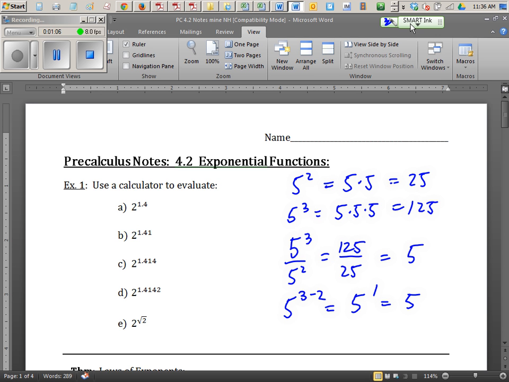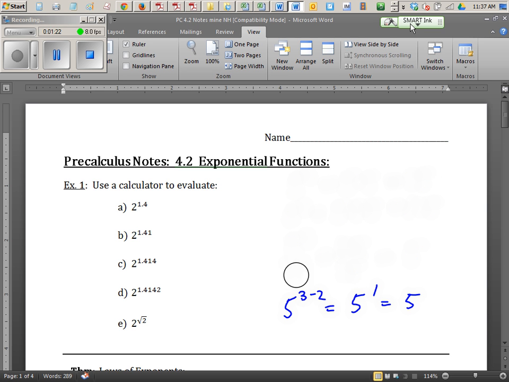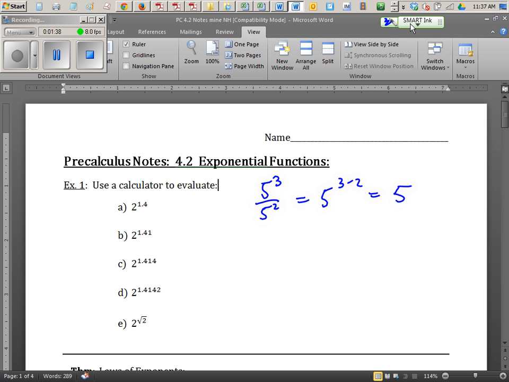Okay, but where exponents get interesting are where we deal with weird exponents, like what does a 0 exponent mean? And what does 1.4 powers mean? Does this even have meaning? Okay, so I had a good discussion with my father about this a few weeks ago. So let's go back to this example. We know that 5 to the third over 5 squared is 5. There's 2 reasons. It's 125 over 25, but it's also 5 to the 3 minus 2, right? 5 to the first.